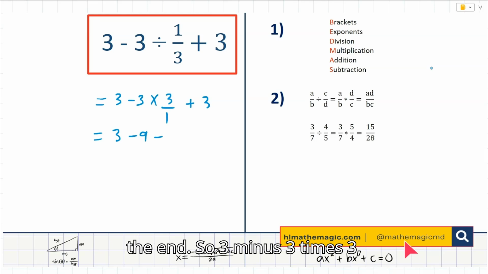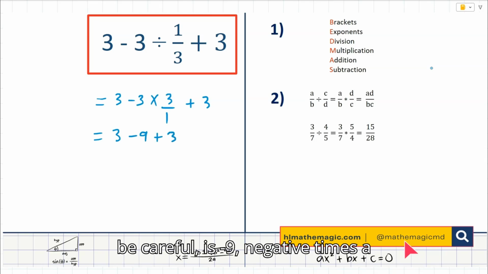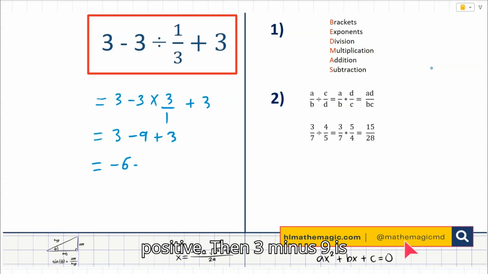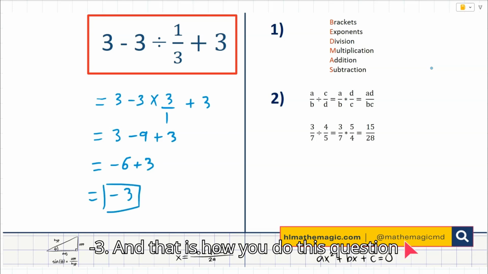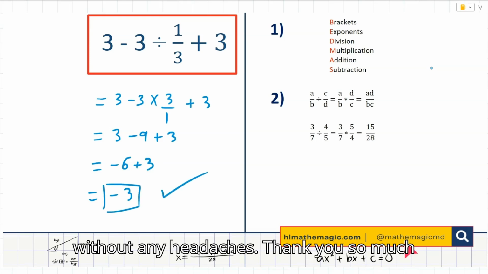So 3 minus 3 times 3, be careful, is -9. Negative times a positive. Then 3 minus 9 is -6, and -6 plus 3, it's just -3. And that is how you do this question without any headaches.